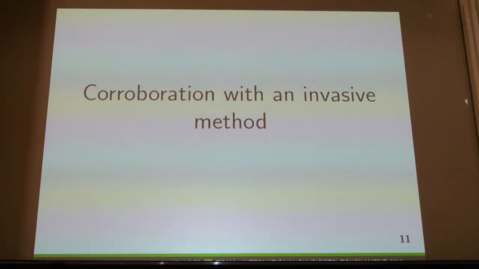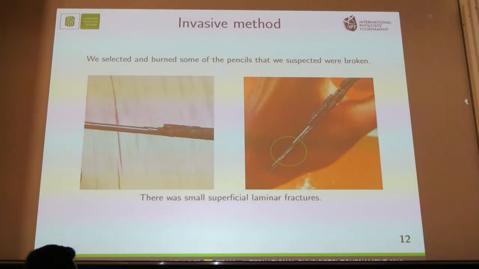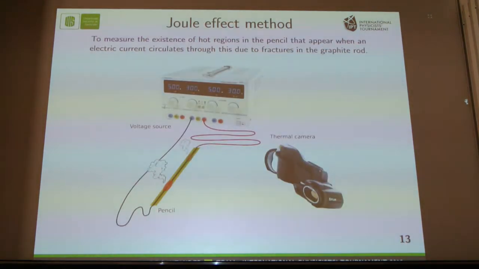We corroborate this with an invasive method that was to burn them. What happened? We see that there was a probability for the lowest height, but what we found is that there were just small superficial laminar fractures. It wasn't a breakage at all, and we had no control over them. I mean, there could be just one fracture or two fractures in whatever length of the pencil. So we decided to propose another method.